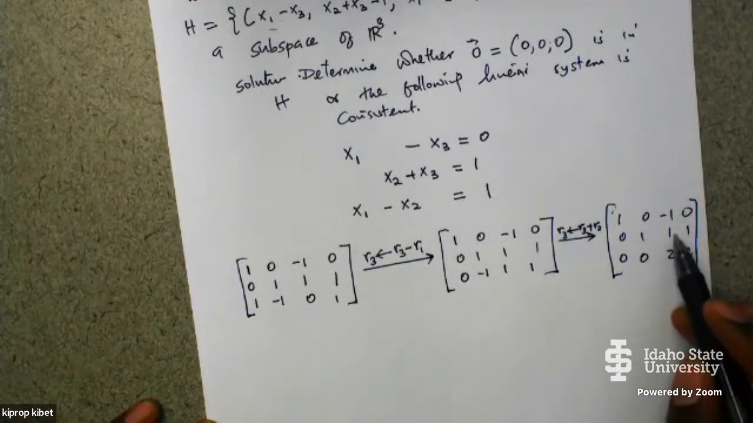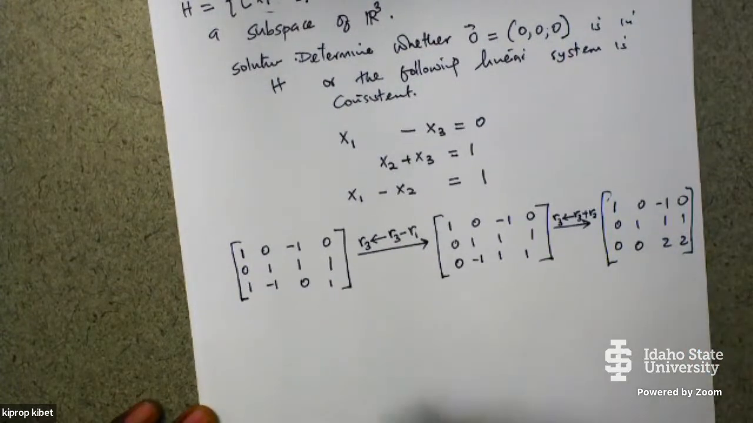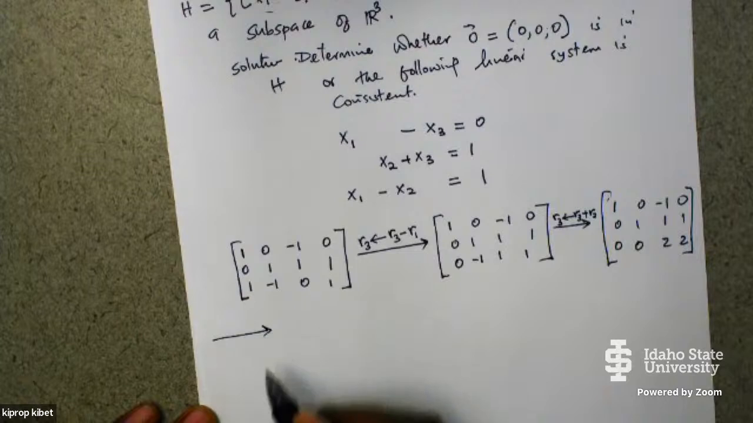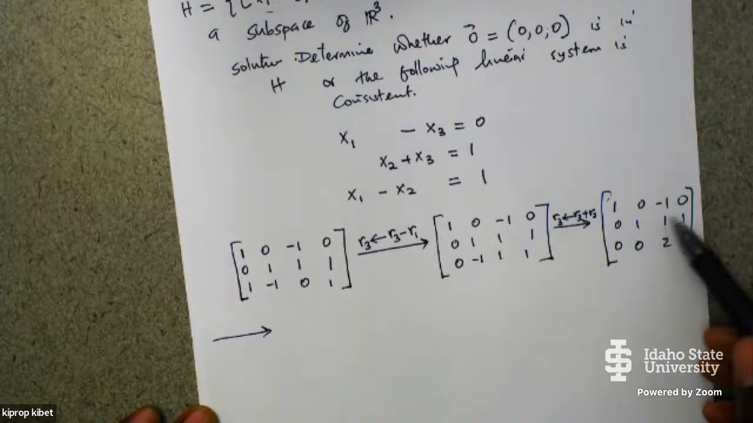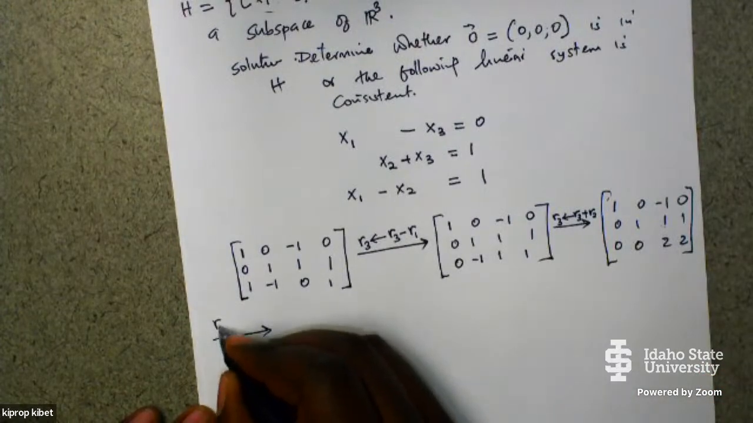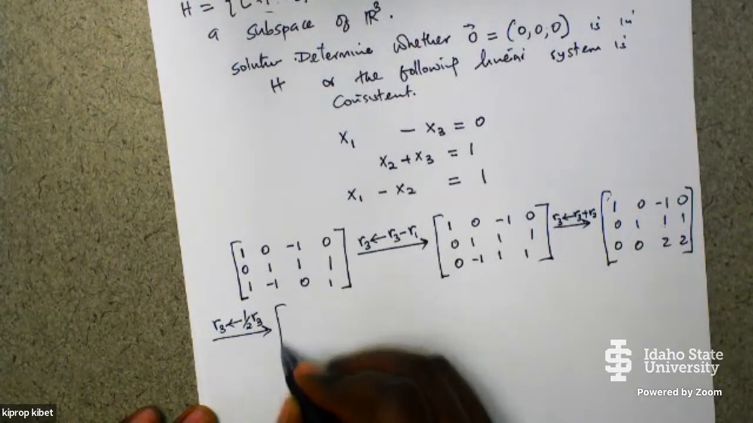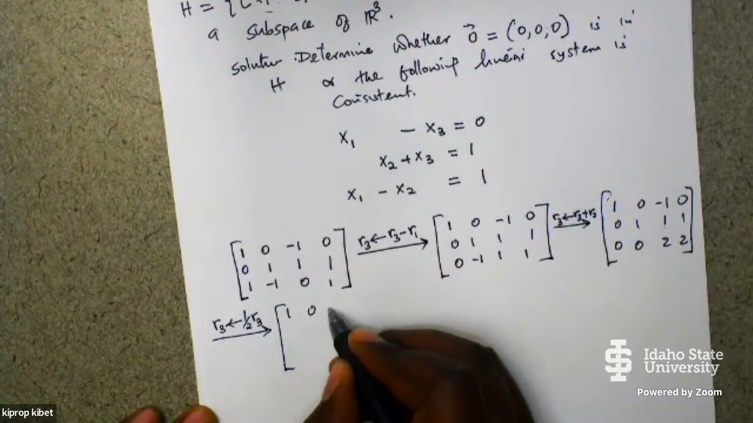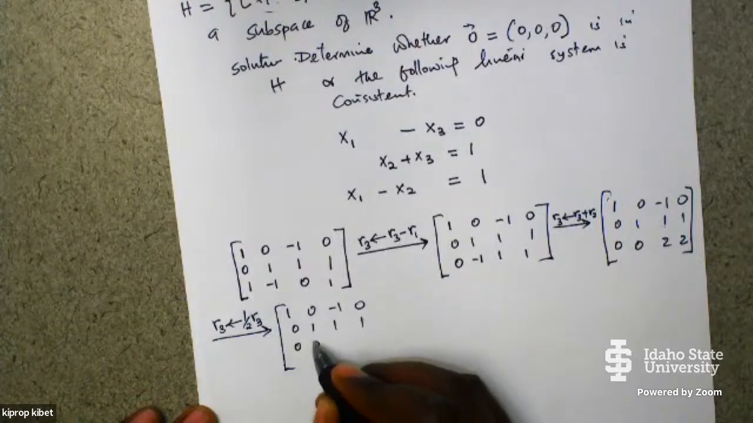So the solution of this is, we now reduce this completely. To reduce this one completely to get the values of x1, x2, and x3, we need to make this and this one zeros, since this one is a pivot. First of all, you need to reduce this one to 1. So the new R3 will be 1/2 multiplied by R3. So we get 1, 0, -1, 0, 0, 1, 1, 1, 0, 0, 1, 1.